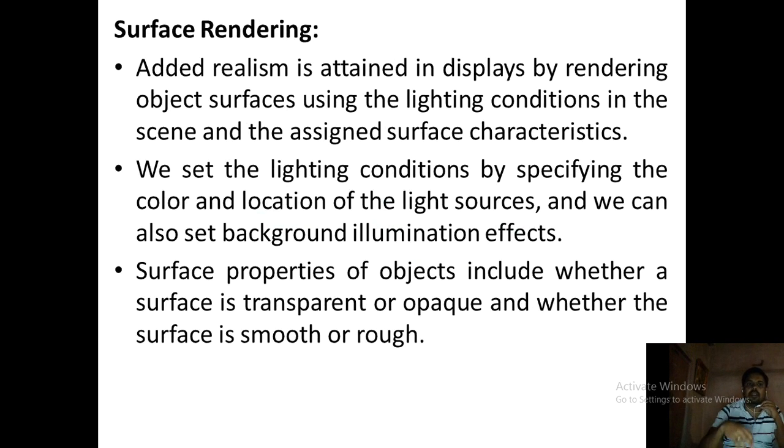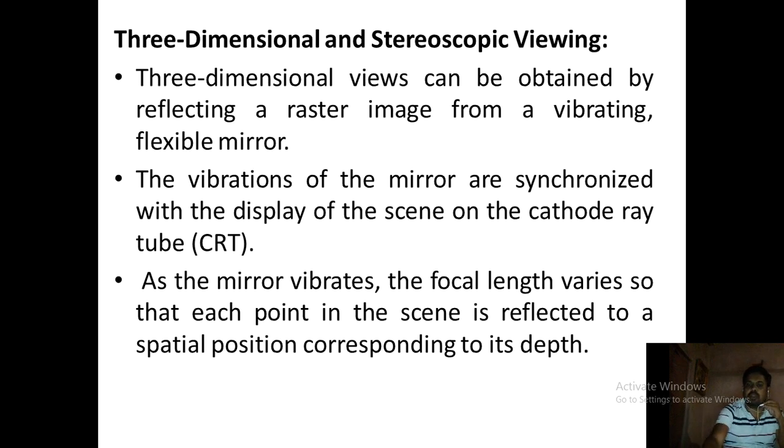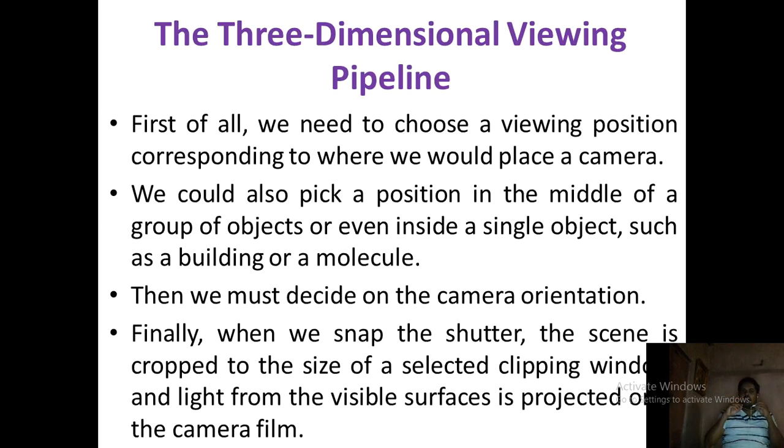Then afterwards, surface rendering means adding the lighting and lighting effects and adding the properties of the object surface. After that, you can add the realism, then three-dimensional and stereographic viewing. These are the methods you have to follow whenever you are doing 3D viewing, right? These are the basic steps we have to do. Then the three-dimensional viewing pipeline. These procedures will be carried out in OpenGL stage-wise, right? That's why it is the three-dimensional viewing pipeline.